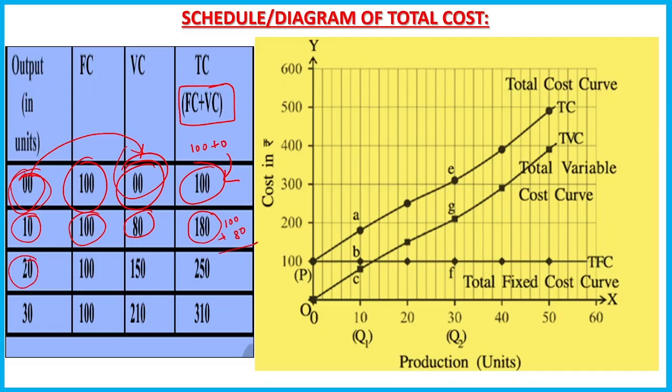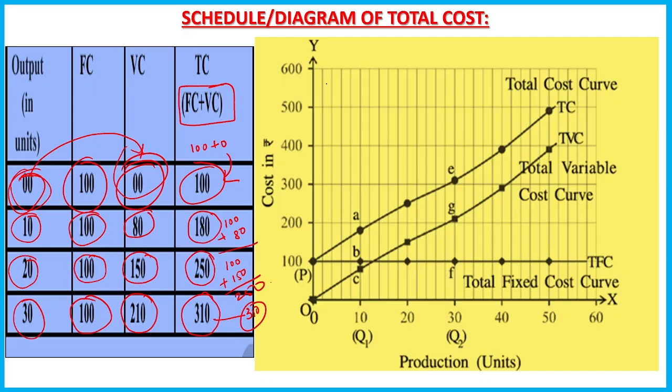When you are making 20 pens, fixed cost is the same, constant 100, variable cost increased to 150. So overall you will get a sum of 250. This is 100 fixed cost plus 150 variable cost. The same way, if you produce 30 pens, fixed cost will be the same for the short run, that is 100 rupees. Variable cost increased to 210. So the overall total cost you have incurred is 310.